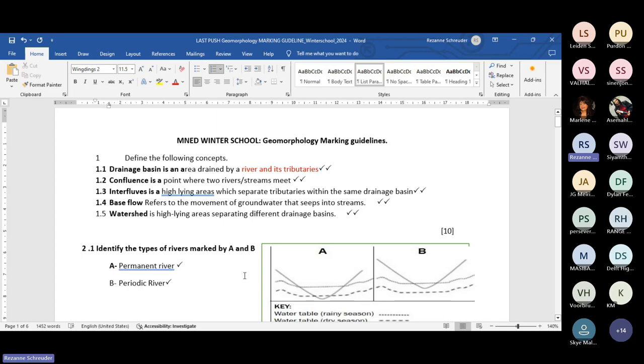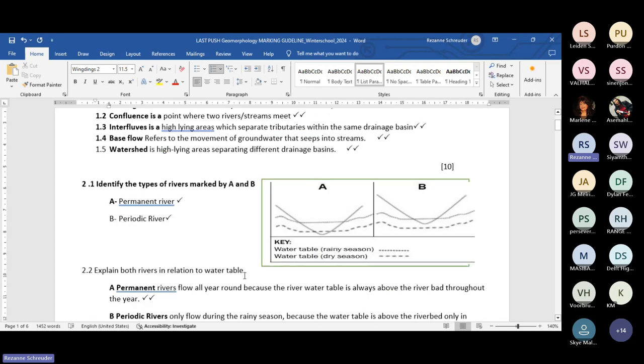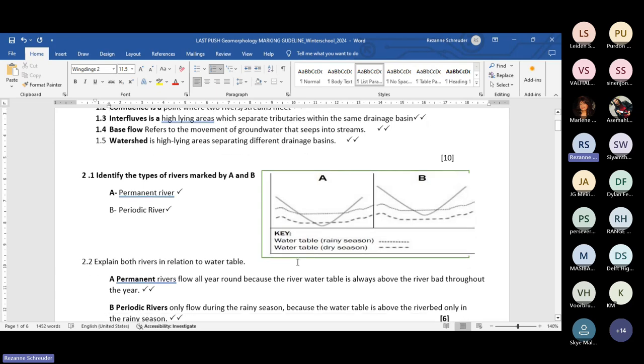Very important with question 2.1, grade 12, is they ask you to identify the types of rivers. And again, the answers are right in front of you. They say in the key that the water table in the rainy season is the small dotted line, and the water table in the dry season is the longer dashed line. So A, you can see that even in the dry season, they still have water. Therefore, it's a permanent river. And then B, you can see that if that's the riverbed, the river only has water in the rainy season, therefore periodic.